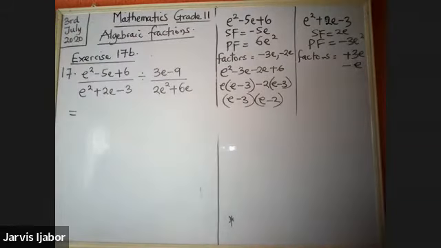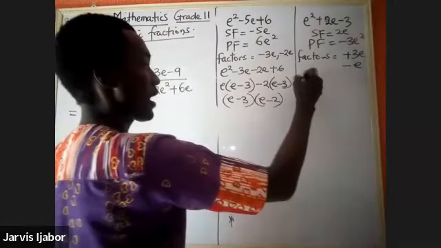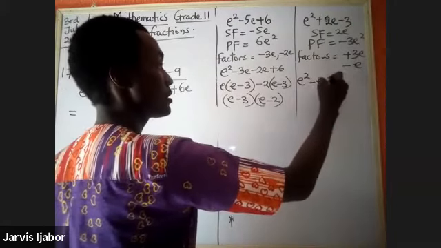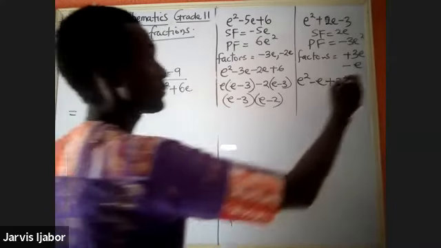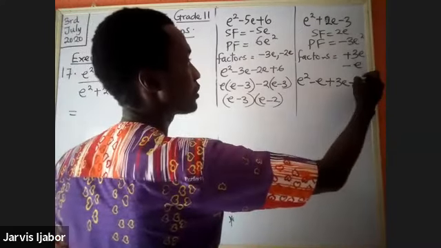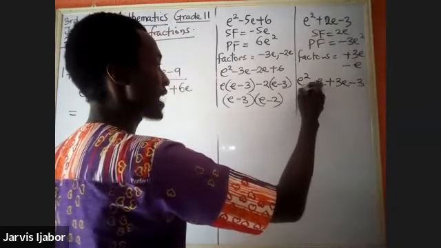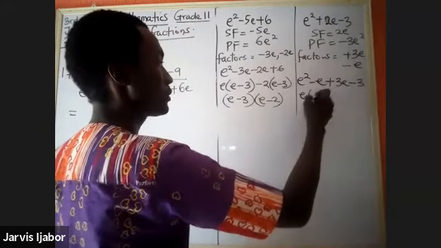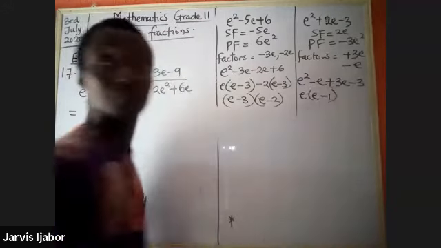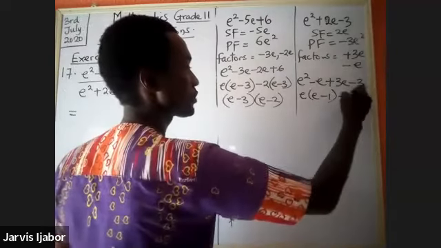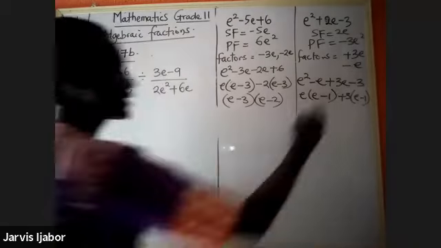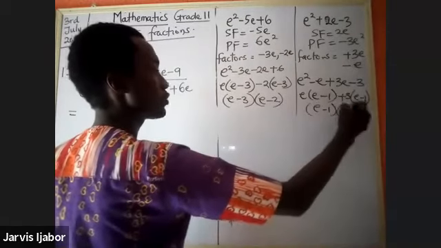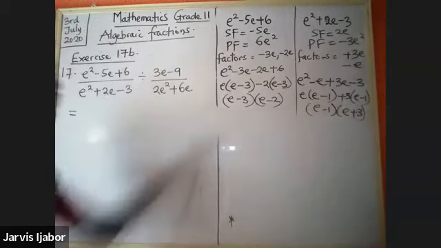All right, so that will suffice for that. And then we can now have e squared minus e plus 3e minus 3. So you factorize that, that will give you e into e minus 1 plus 3 into e minus 1. So from here, you get that this will be e minus 1 into e plus 3. So you've gotten all of that.